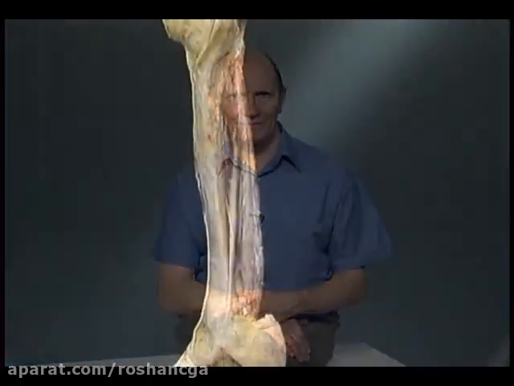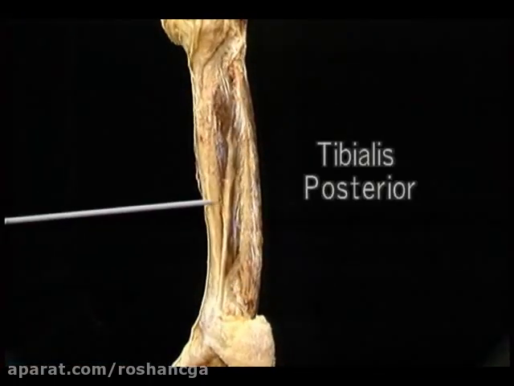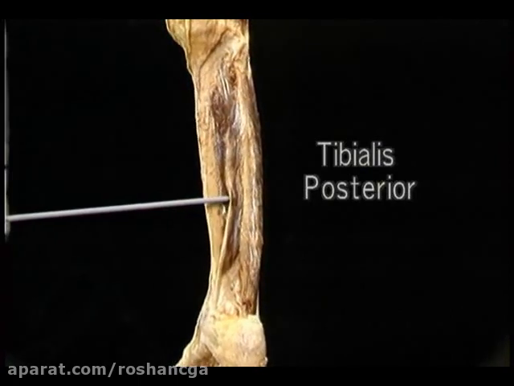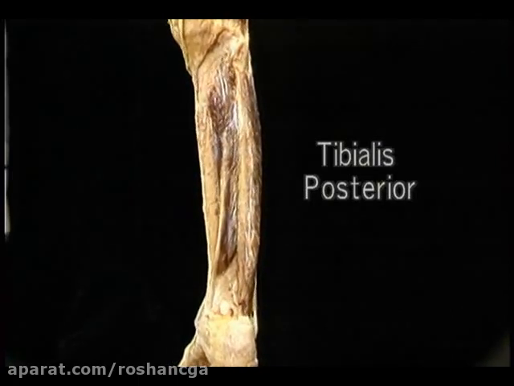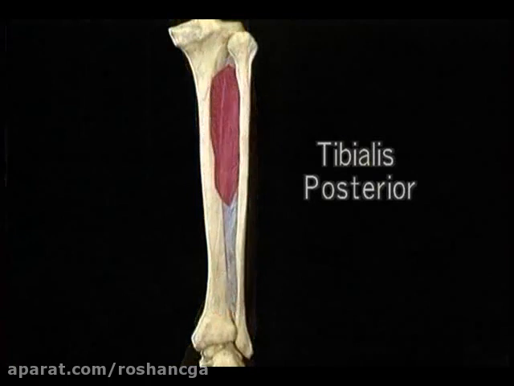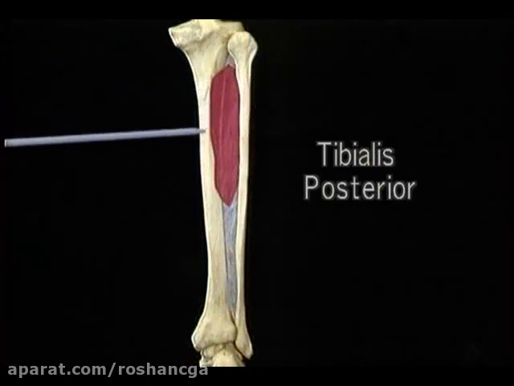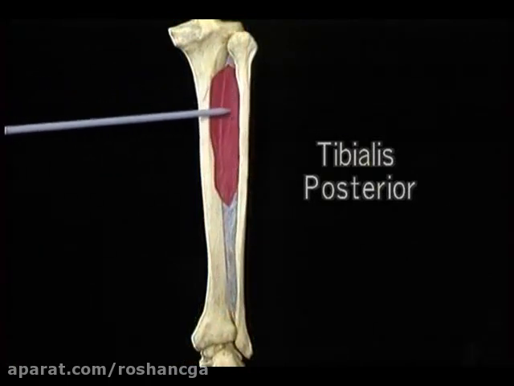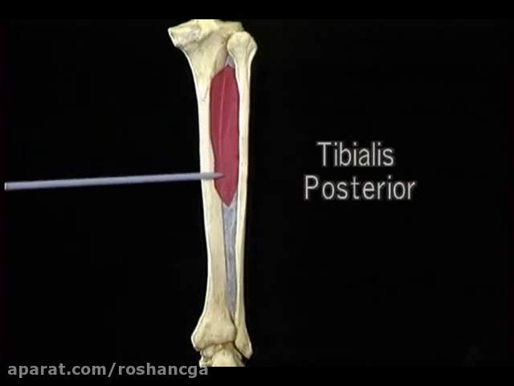Now that we've seen these fascial structures, let's get back to the muscles, the ones that produce inversion and eversion. There are two muscles that produce inversion, tibialis anterior, which we've seen already, and tibialis posterior. Here's tibialis posterior. Tibialis posterior arises from the back of the tibia, the back of the fibula, and from the interosseous membrane in between.